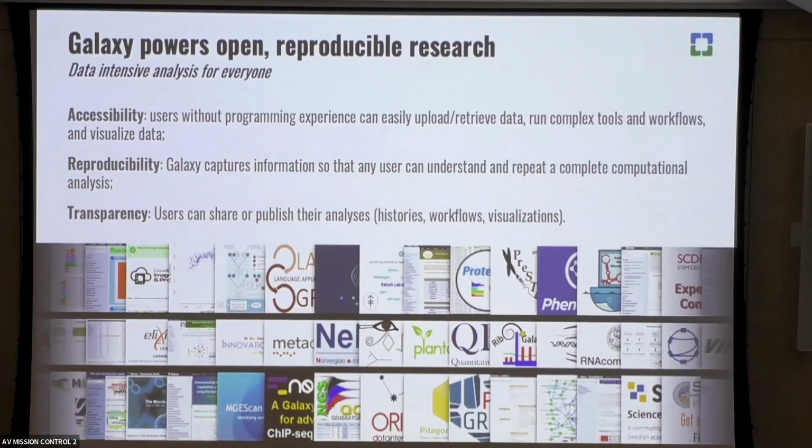So Galaxy is built upon three guiding principles: accessibility, so making it easier for researchers to run complex analysis regardless of their coding skills; reproducibility, so capturing every parameter and making analysis fully reproducible; and transparency, so allowing users to share and publish their data, workflows, and visualizations.